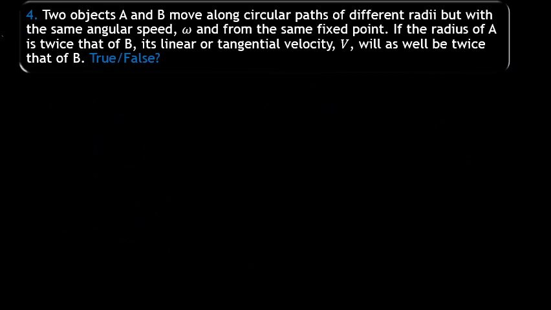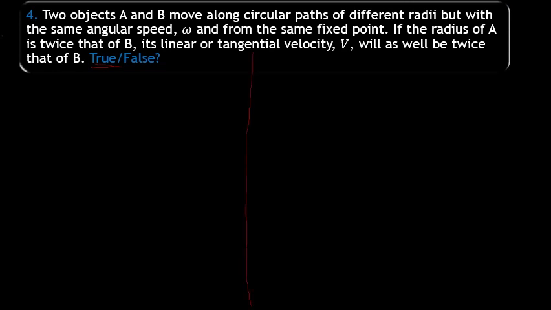All right, two objects A and B move along circular paths of different radii, but with the same angular speed omega and from the same fixed point. If the radius of A is twice that of B, its linear or tangential velocity V will as well be twice that of B, true or false? The answer is true. All right, so let's prove that it is true.